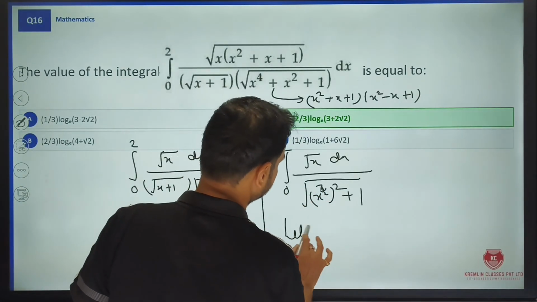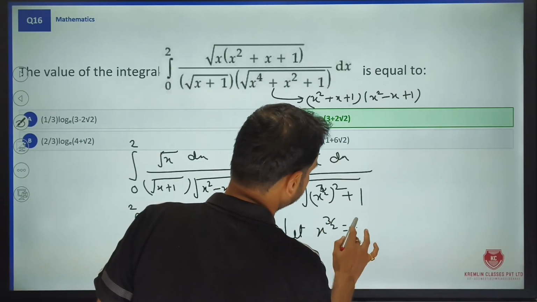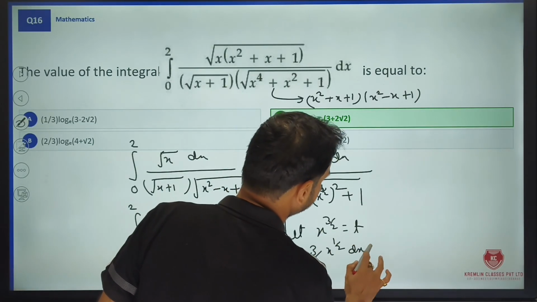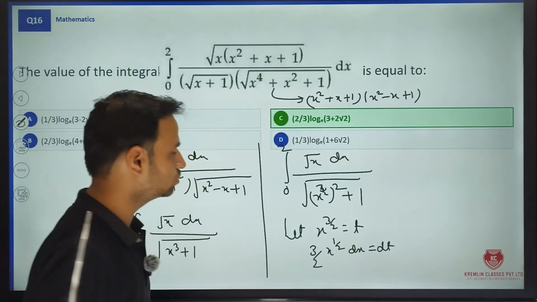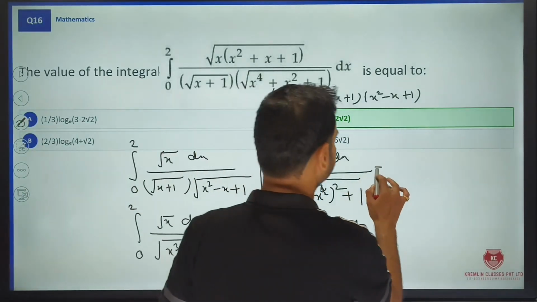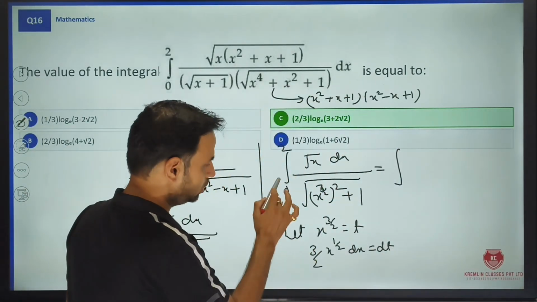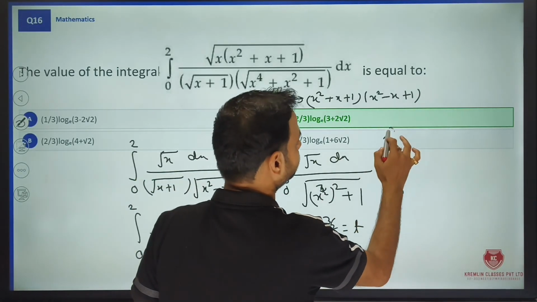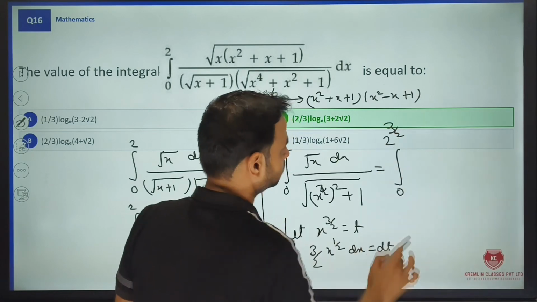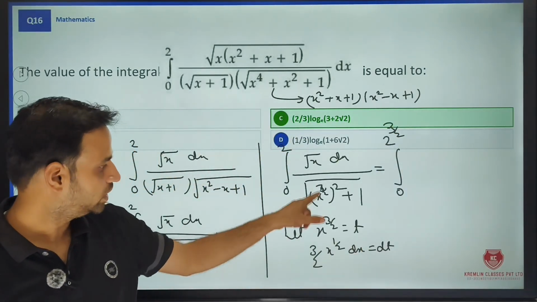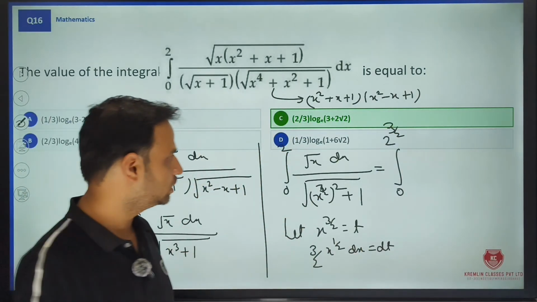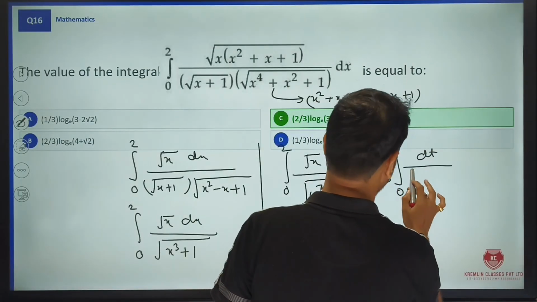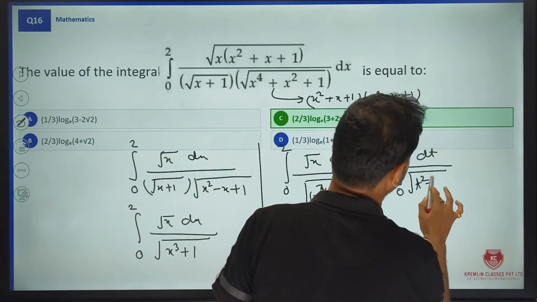So let x^(3/2) equal t, then (3/2) x^(1/2) dx equals dt. We can change the limits also: when x equals 0, t equals 0, and when x equals 2, t equals 2^(3/2). So root x dx is (2/3) dt, and the integral becomes dt upon under root of t square plus 1.